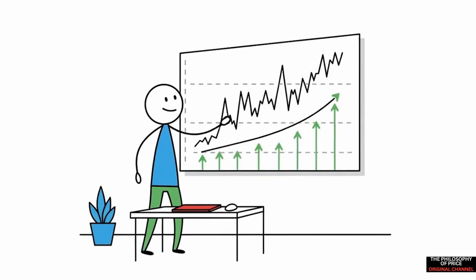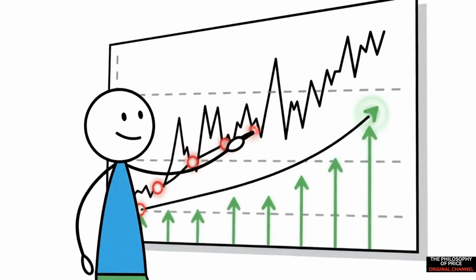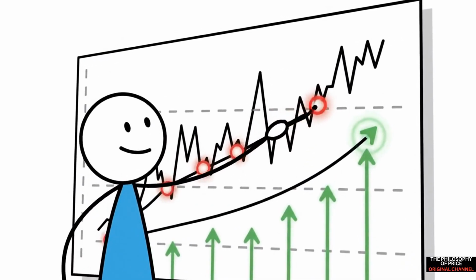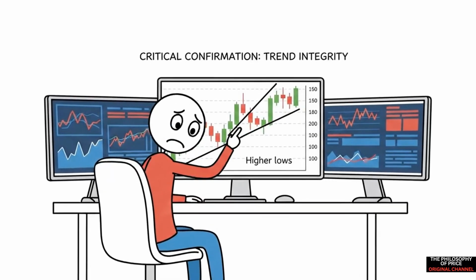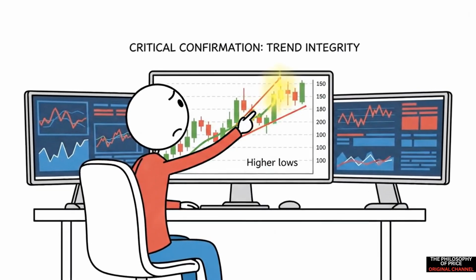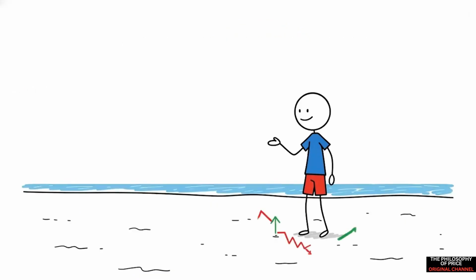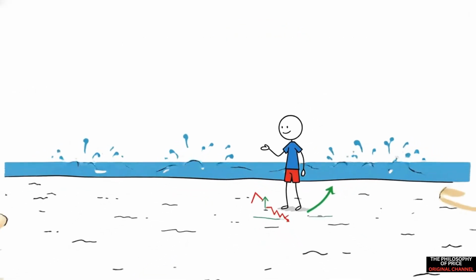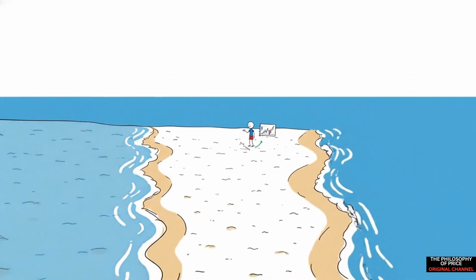operates. In an established uptrend, the defining characteristic is that each subsequent price pullback consistently holds above the previous swing low. This means we're not just looking for higher highs, but critically, a consistent pattern of higher lows to confirm the trend's integrity.